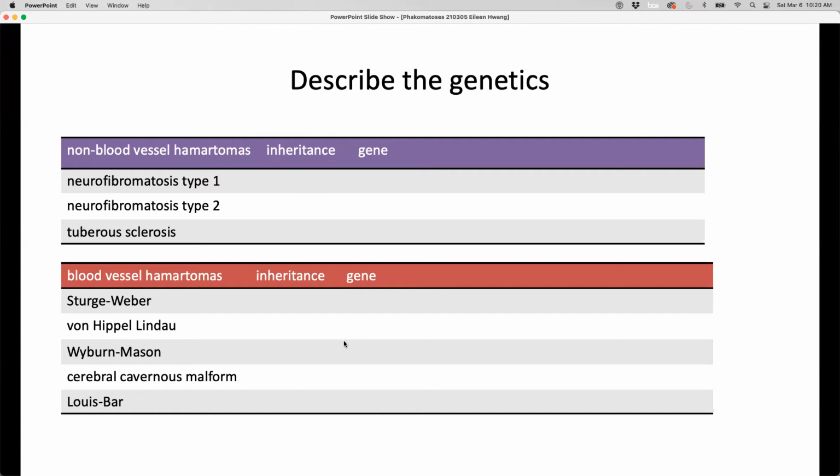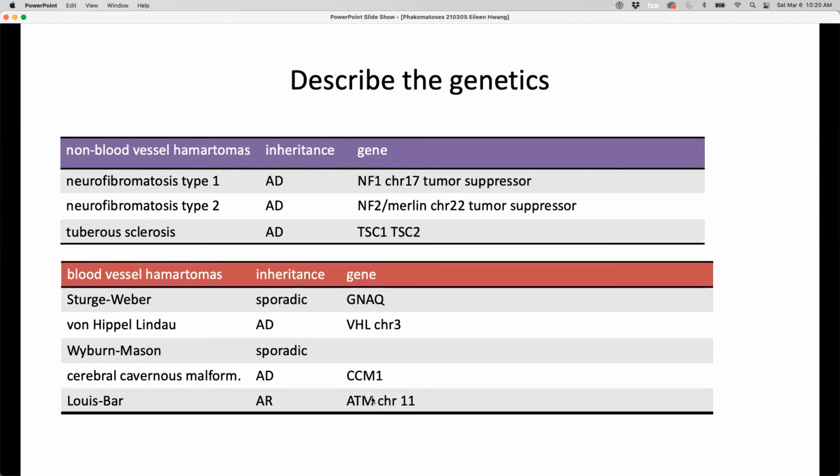And then how about Wyburn-Mason? Sporadic. And cerebral cavernous malformations, that's dominant. And then how about Louis-Bar? I don't know. It's autosomal recessive. Yeah, excellent. And then how about the gene for Louis-Bar? I have no idea. Okay, it's ATM. Great job. I forgot there was another name for the NF2 gene, which I feel like I might have seen on tests. It's Merlin. So that's the gene product, the protein. And cerebral cavernous malformation, just so you know, is CCM1.